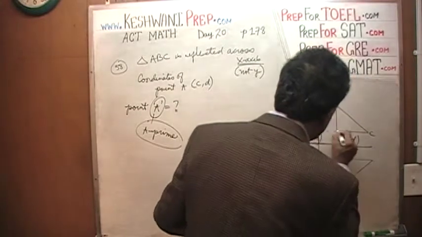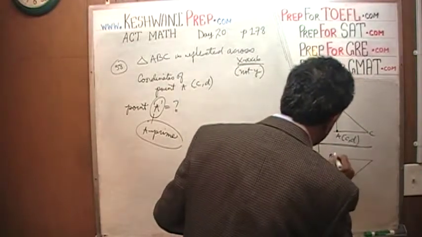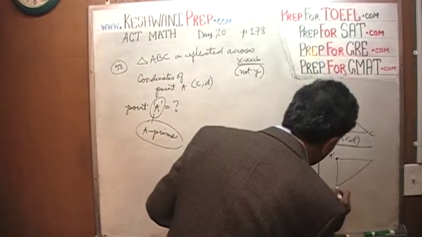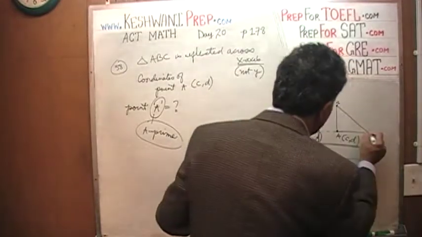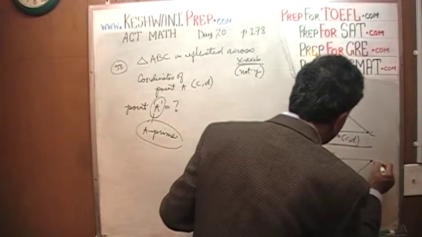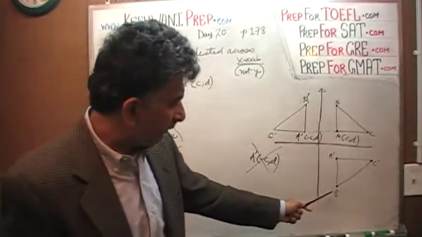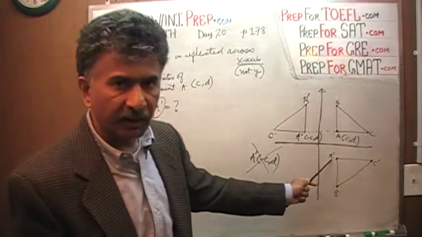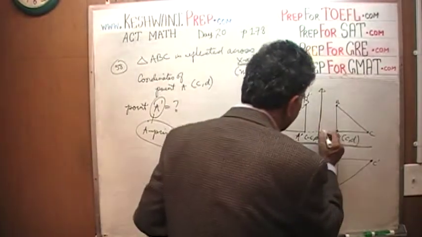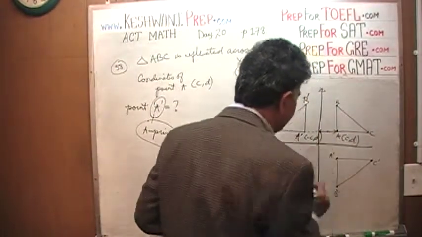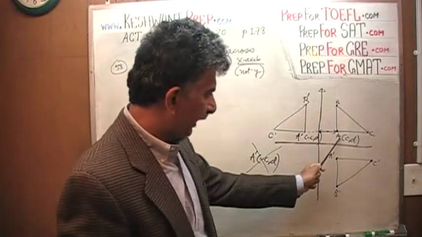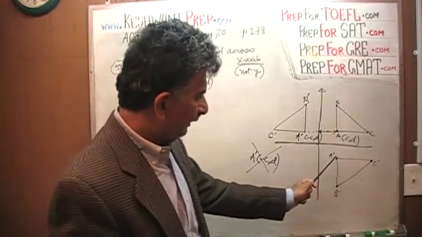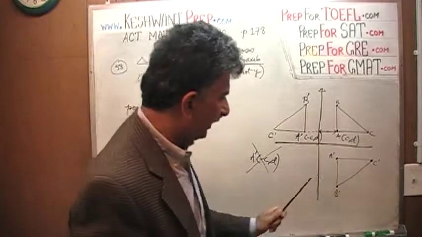So if this is point A, this is going to be point A prime. If this is point B, this is going to be point B prime. This is point C, this is going to be C prime. But we're not interested in B prime and C prime. We're just interested in A prime. What are going to be the coordinates of A prime? Well, this distance, the x coordinate of point A, which is C, is going to be the same from here to here. That distance has not changed.